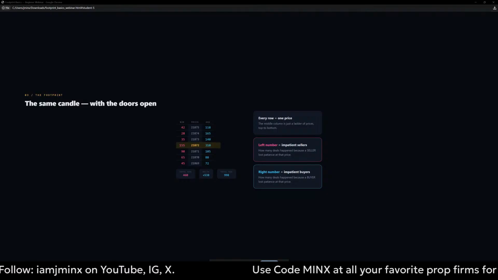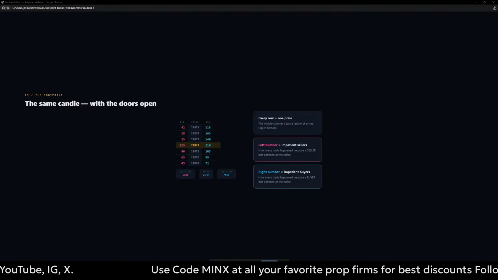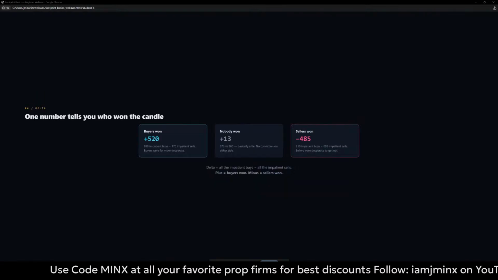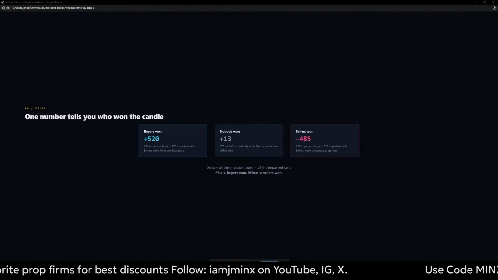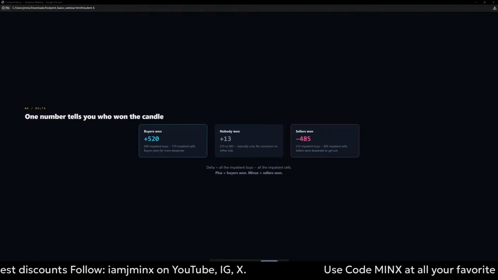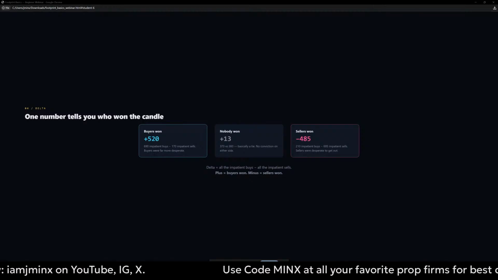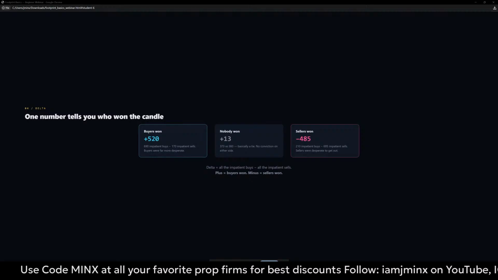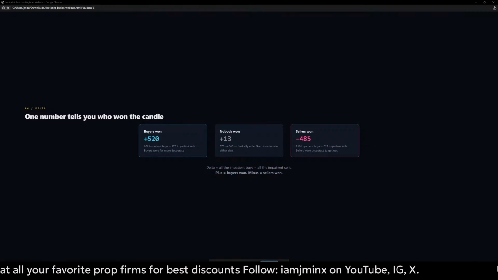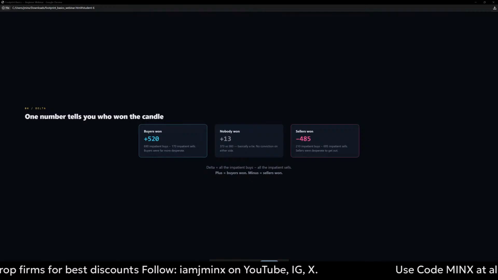Now, if buyers and sellers are playing a game inside every candle, wouldn't it be nice to have a scoreboard? Okay, so the scoreboard exists, and it's called delta. I know it's a scary Greek name. Kindergarten math, though. Add up all the impatient buyers in the candle and add up all the impatient sells. Subtract it, and it's done.